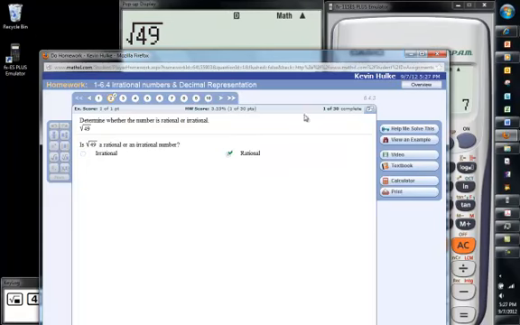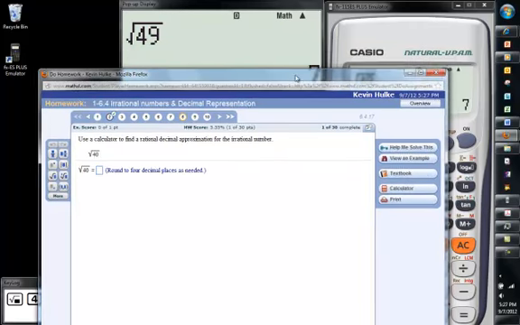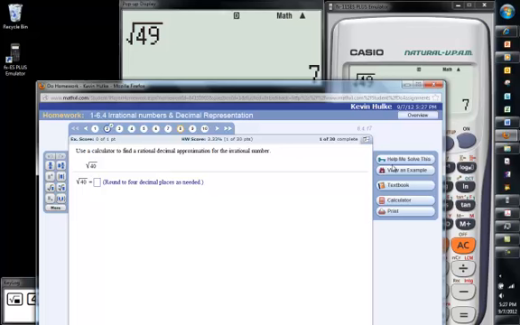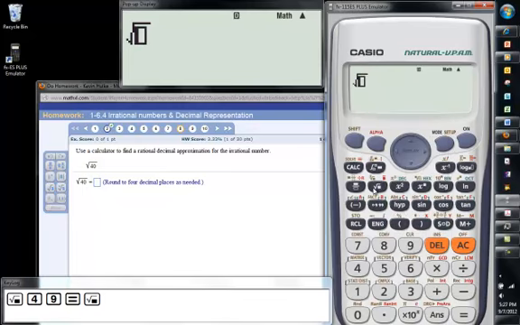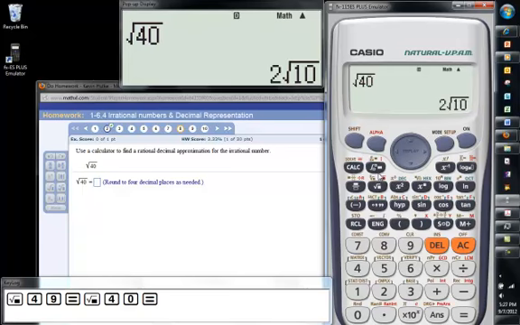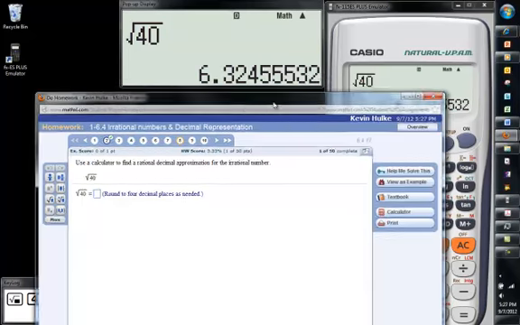Another type of problem that we can work with is finding a rational decimal approximation for a number. Let's do this one, the square root of 40. Now when we press the square root of 40, the first thing that it does is it simplifies it and tells us that it's 2 square root of 10. If we press the S to D key, round it to 4 decimal places, we would say 6.3246, because we want to have that last number be a decimal place.